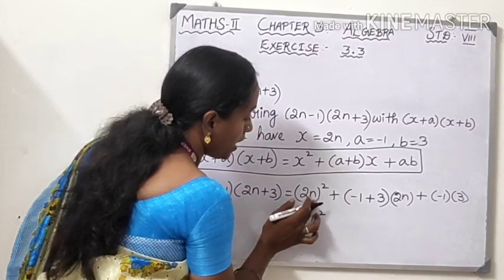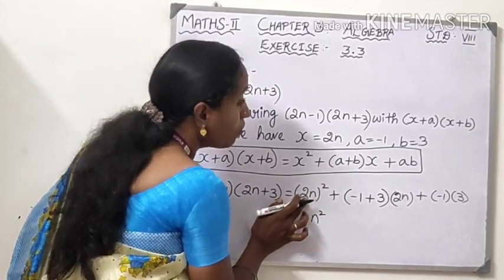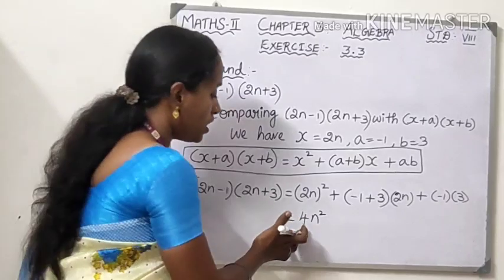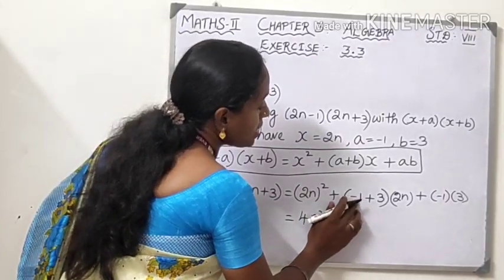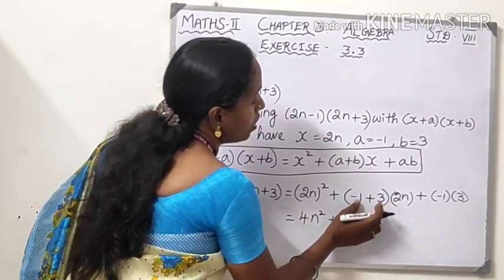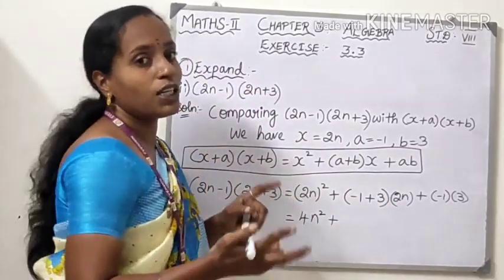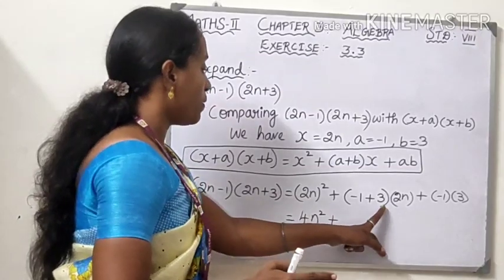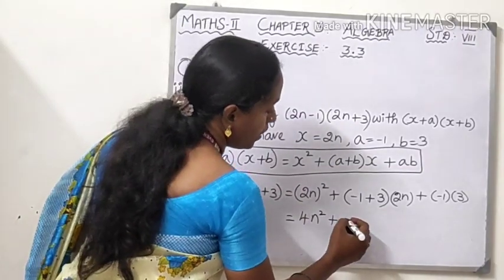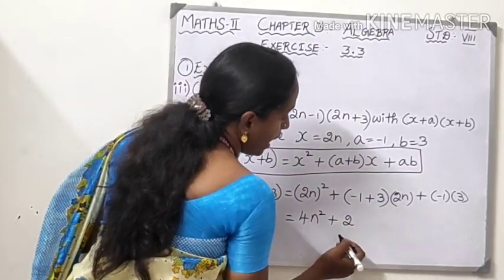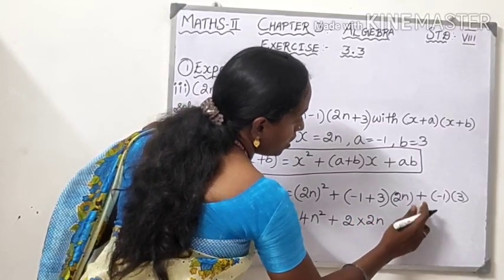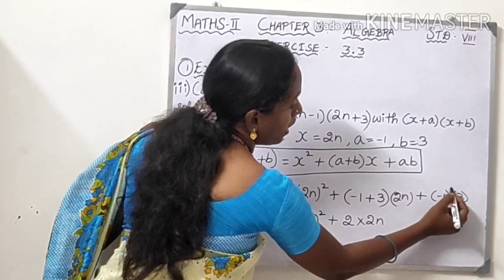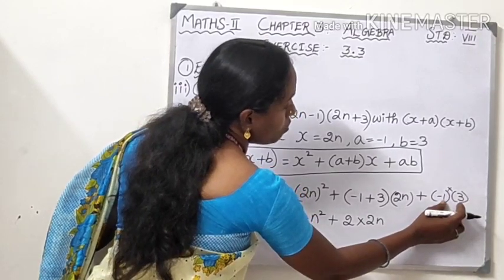Now, 2n the whole square is nothing but 4n square. The square should be taken inside the bracket. So this 2 will become 2 square. So 2 square is nothing but it is 4. And then n square plus minus 1 and plus 3. So we have two different signs. We need to subtract the numbers. So if you subtract 3 and minus 1, you will get the value 2. And here we have 2n. So 2 into 2n. Here, what we have to do? We have to multiply these two numbers.